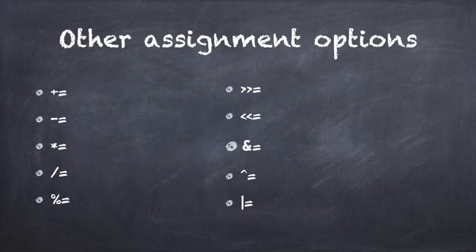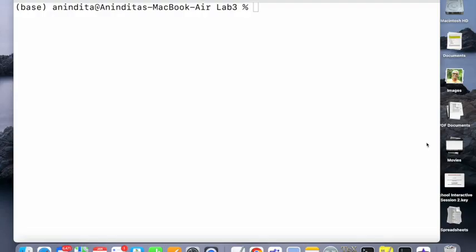Now coming to the variants of the assignment operator, they are plus equal to, minus equal to, star equal to, slash equal to, modulus equal to, right shift equal to, left shift equal to, and equal to, XOR equal to, and OR equal to. We will see how they work one by one, looking into the various kinds of assignment operators.